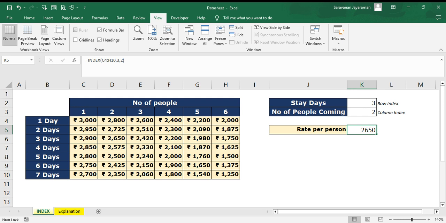We can club it with VLOOKUP and everything. That we can make a video on in an advanced Excel tutorial. Since this is for basic, I have given a very basic overview of this function.